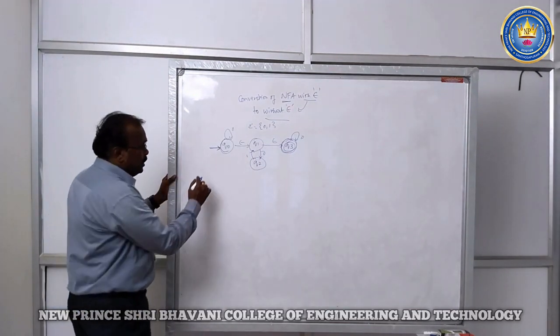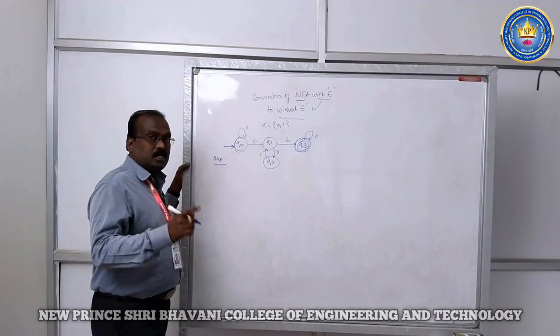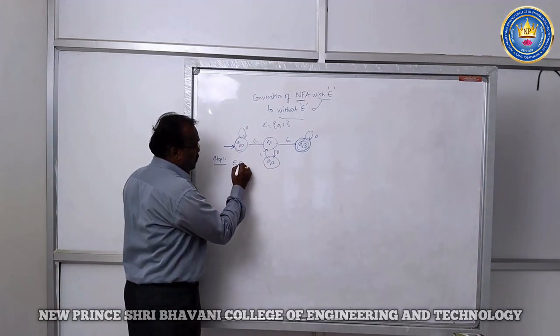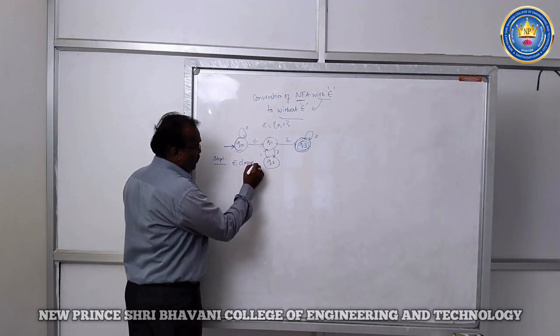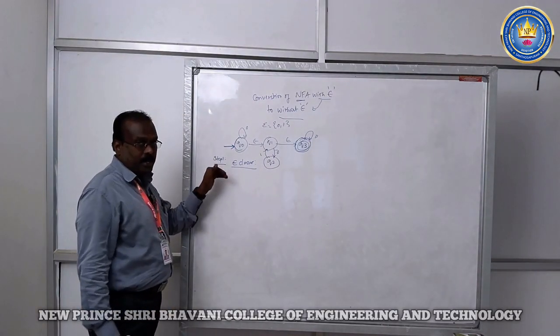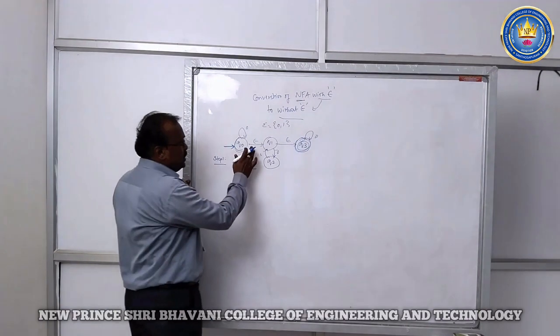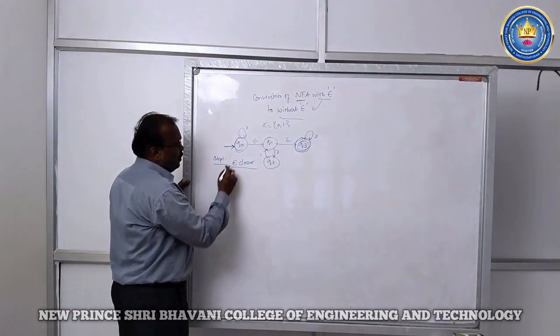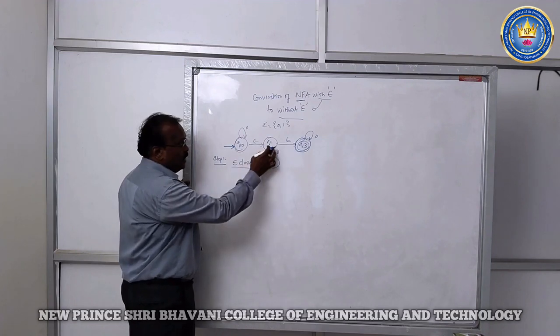So there are 6 steps. Step 1: first what we have to do is find the epsilon closure. So this is step number 1. How can we find the epsilon closure? From this diagram we want to check the path of each epsilon, for each and every state. So how many states are here?